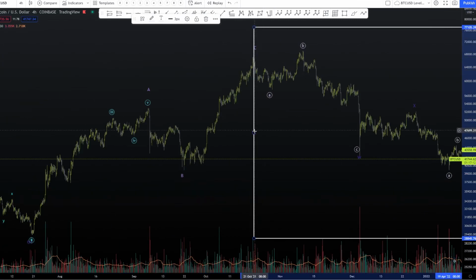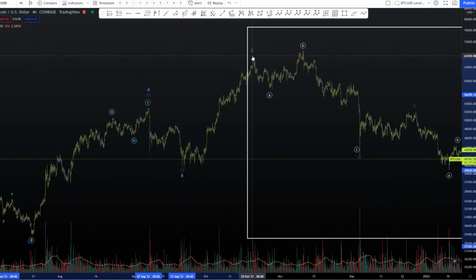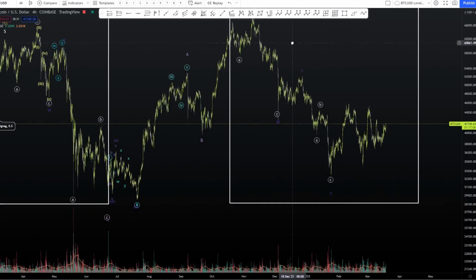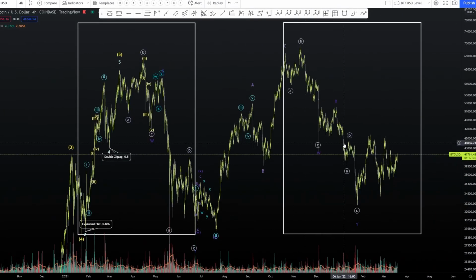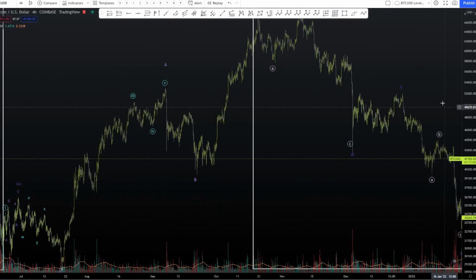So I'll move this trend line over a little bit. It was put in right here. And this started the wave C, assuming this is an A, B, C, or it started the wave Y, assuming this is all a W, X, Y. And that would look like this if we zoom in.